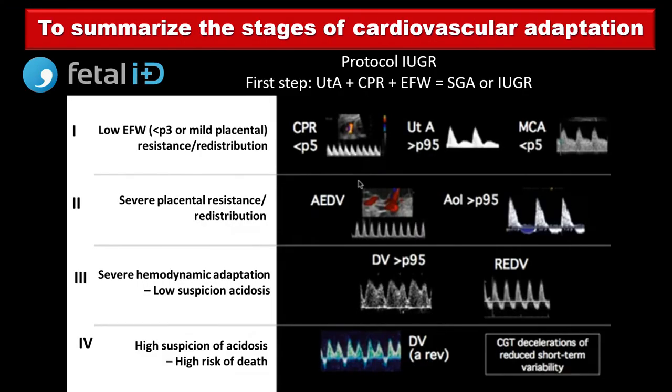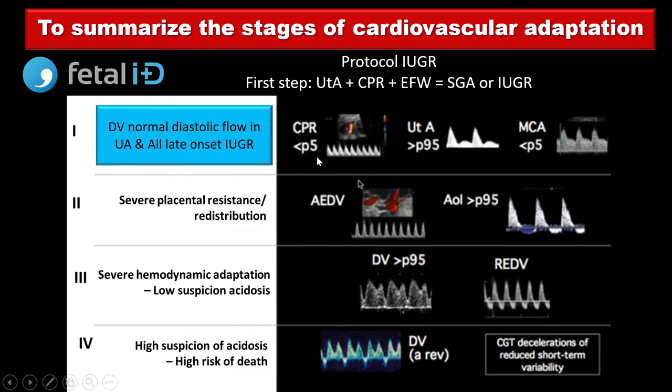So to summarize the stages of cardiovascular adaptation, stage 1 FGR is weight less than 3 centile or mild placental resistance and redistribution. So CPR less than 5, MCA less than 5, uterine artery more than 95. And in stage 1, ductus venosus of course is normal, but umbilical artery may also be normal. And all late onset FGRs show this kind of configuration.